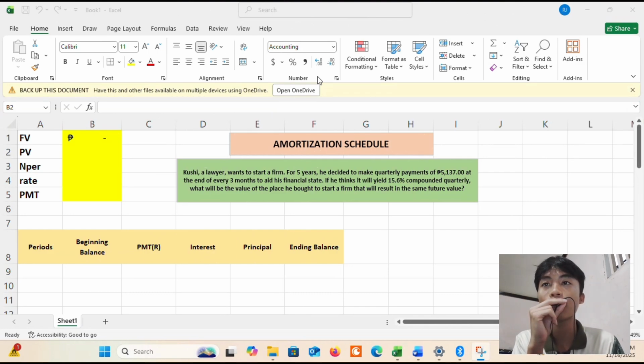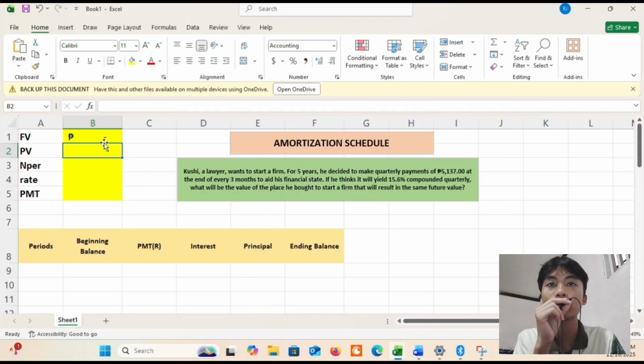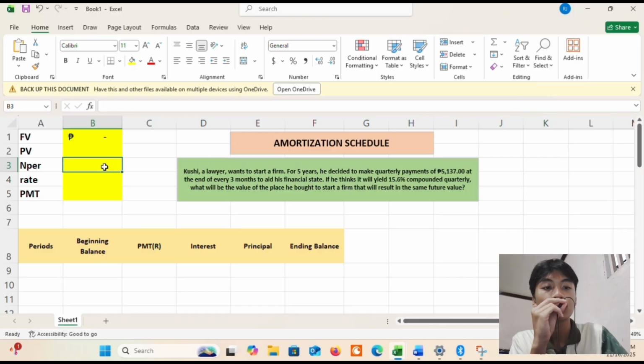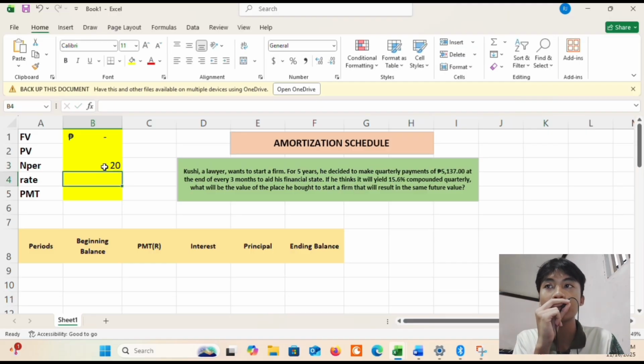So let's identify first the given and the problem. So FV, we don't have FV in the problem, so let's put 0. Next is the PV, so we don't have the PV either. Next is the NPER, which is the period. 5 years multiplied by the number of conversions per year, which is quarterly, so equals 5 times 4, so there are 20 periods.